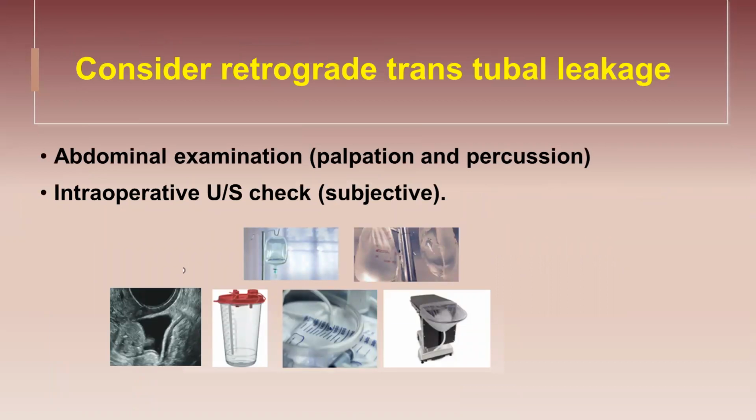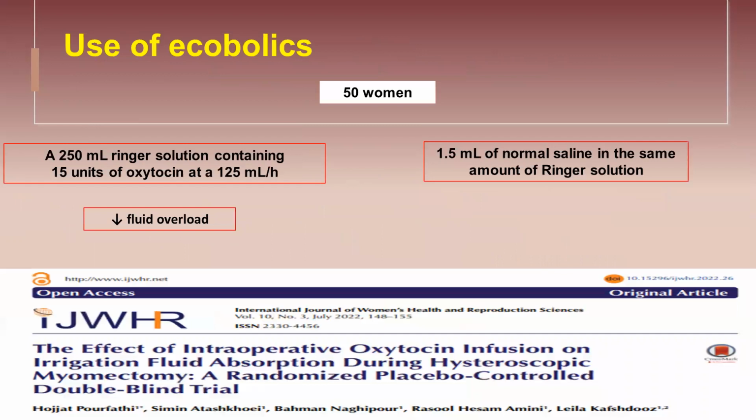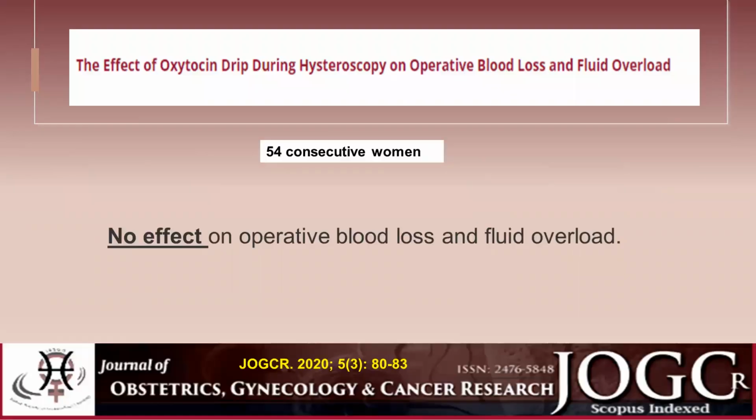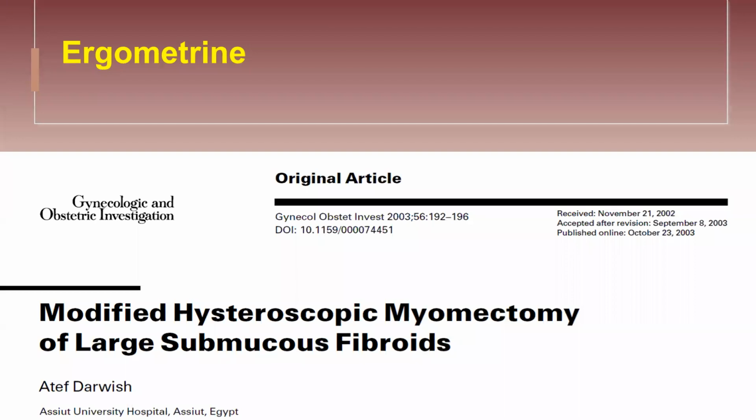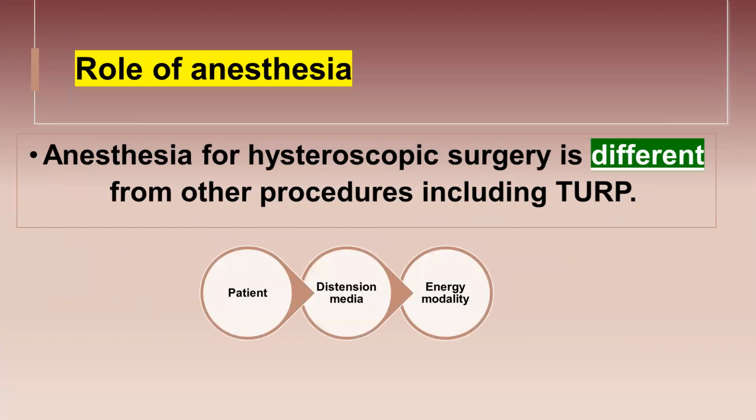You have to consider retrograde transtubal leakage by abdominal examination and intraoperative ultrasound, as I already mentioned. Some studies used ecbolics to minimize fluid overload. Others deny the role of these ecbolics, and we used ergometrine before in a previous study on large submucous fibroids and achieved better results, particularly in type 2 submucous myomata.